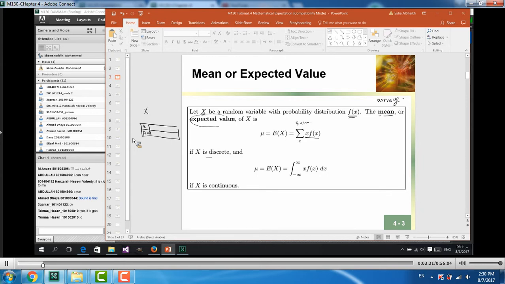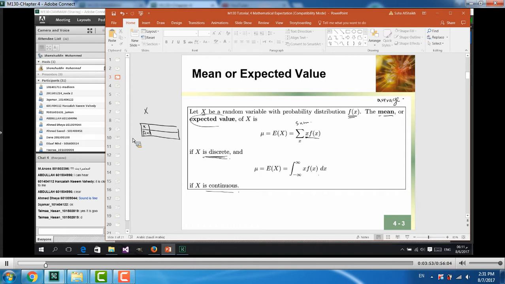We said when it is discrete, I'm talking about the sum. If it is continuous, we will talk about integration now. The same thing, but not a sum, it's the integration now. From minus infinity to infinity, x fx, in case of the continuous. The same definition; the difference here is that it is a sum for the discrete and integration for the continuous.